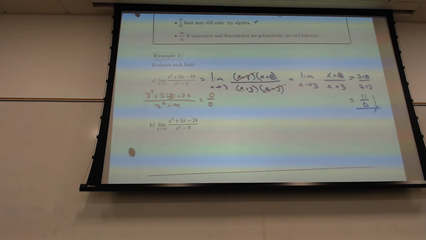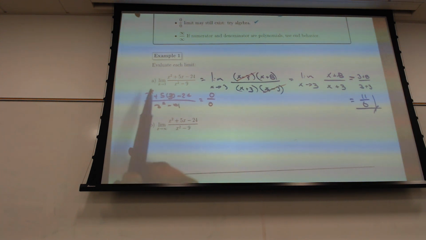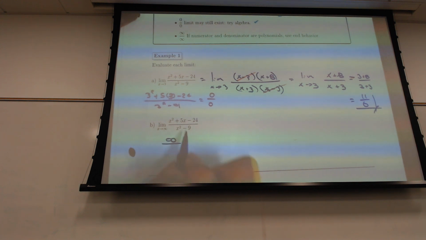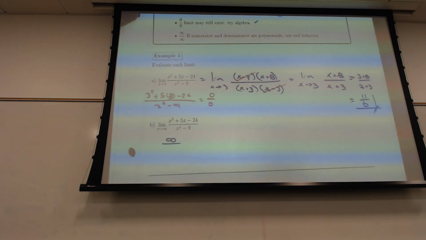All right, let's look at letter B. Well, letter B looks identical except for the value to which x is approaching. So instead of approaching 3, this time it's approaching infinity. All right, so in this case, what are we going to have? Of course, infinity squared minus 5 times infinity minus 24, that's simply going to be infinity. And infinity squared minus 9, that's not going to do any harm to the infinity. That's infinity over infinity.